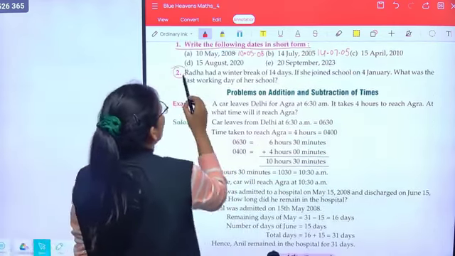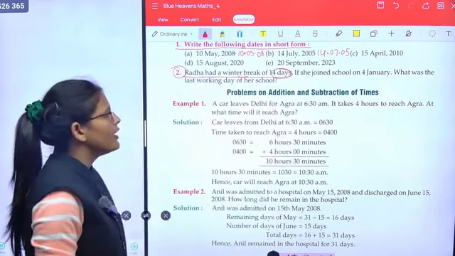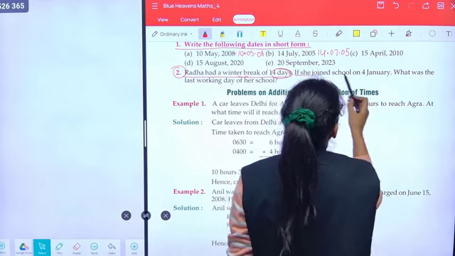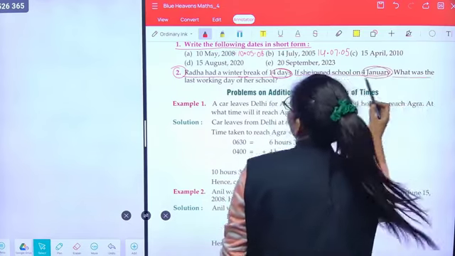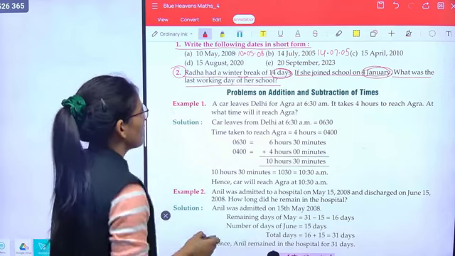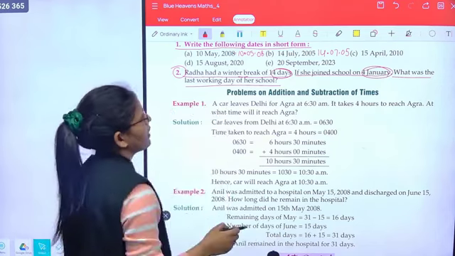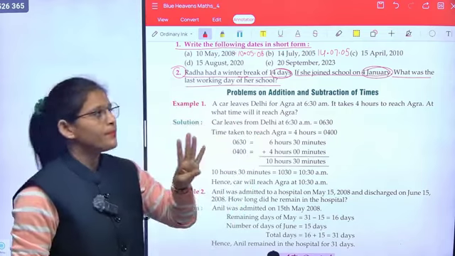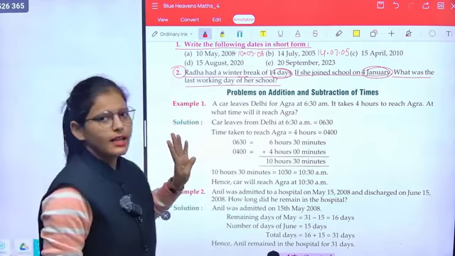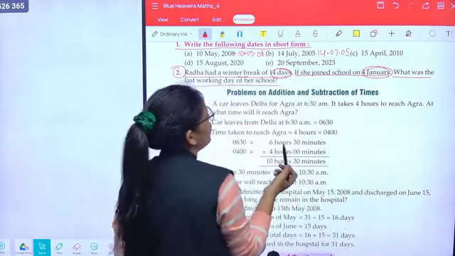Now question number 2. Radha had a winter break of 14 days. ये कितने बड़े? 14 days. She joined school in January. What was the last working day of her school? अब क्लास, राधा के पास विंटर ब्रेक था 14 डेज का. और उसने 4 जनवरी को स्कूल ज्वाइन किया है. ठीक है क्लास. Now what was the last working day of her school?